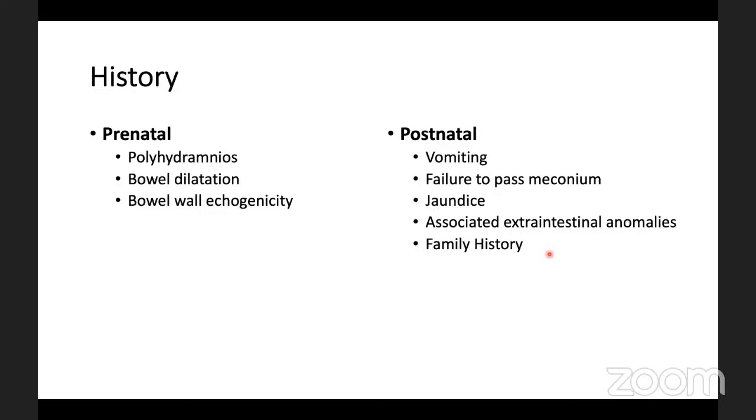And in the postnatal history, please ask about the vomiting, especially the timing of the vomiting, whether it is green or not green, when the baby has passed the first meconium, whether the baby is jaundiced or not, any associated extra-intestinal anomalies, and family history of bowel obstruction.